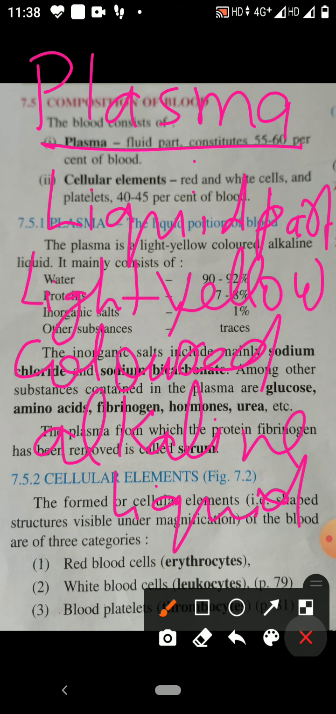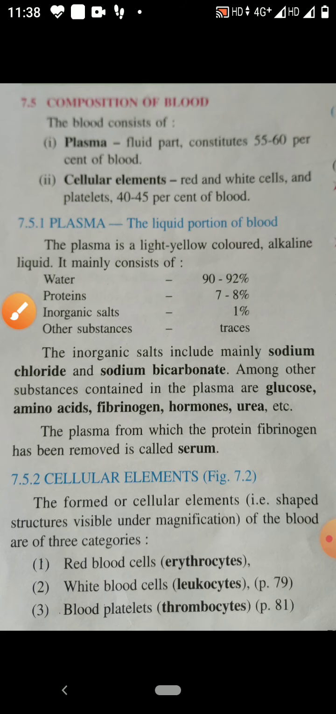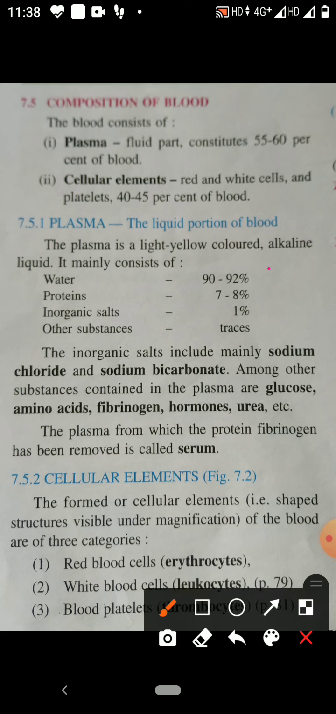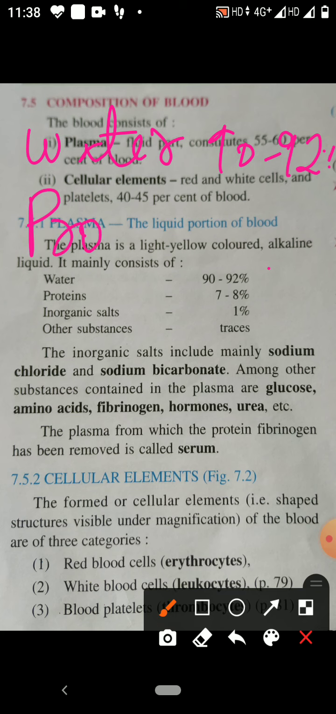It consists of 90 to 92% water. In the plasma, water is there. So how much water is there? 90 to 92% water. Proteins are there in the plasma. Nearly 7 to 8% protein is there.